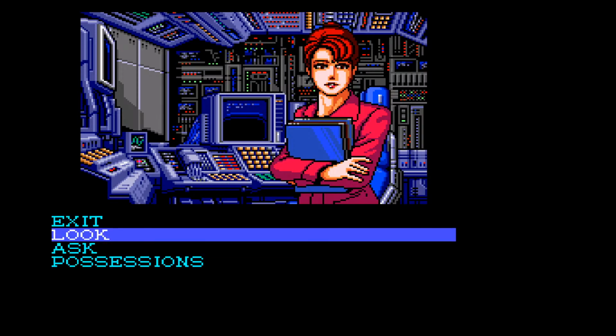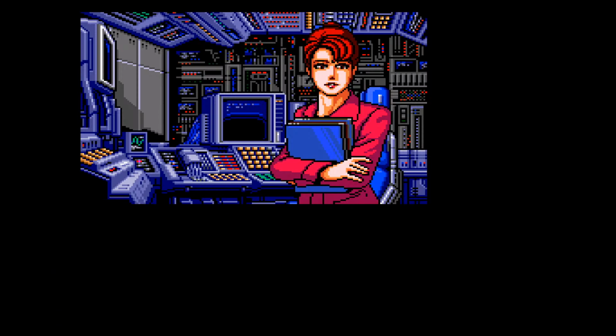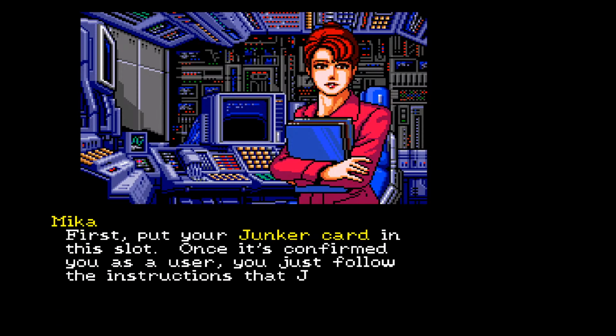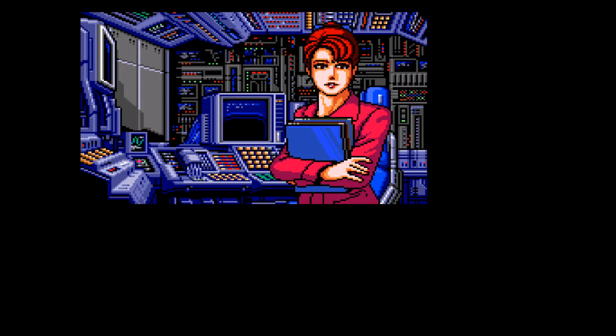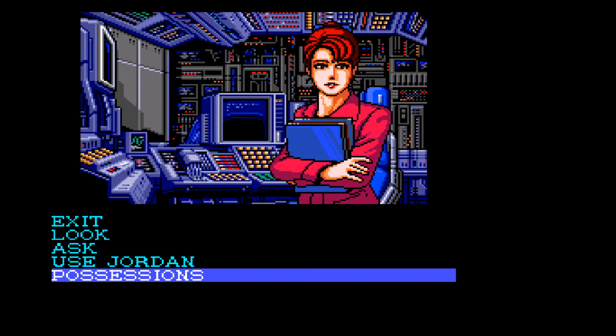Oh, I don't need to do that. How to use. First, put your Junker card in this slot. Once it's confirmed you as a user, you just follow the instructions that Jordan flashes on the screen. Okay, I think that's pretty much it.